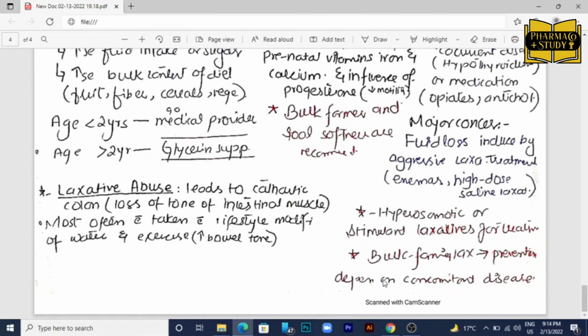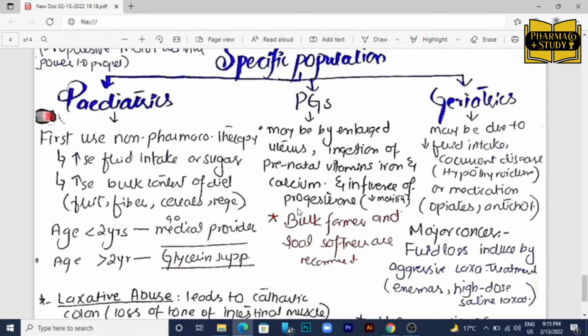Now, a very important aspect of laxatives is laxative abuse, as I have told you. It leads to the cathartic colon. And what is the cathartic colon? It is the loss of function due to laxatives.